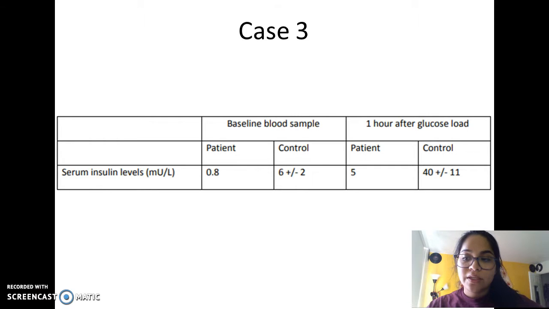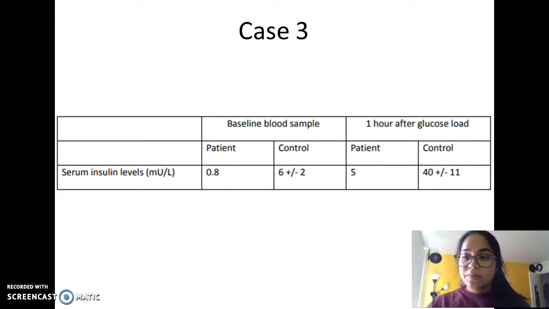Blood samples are taken for insulin measurements at time 0 and 1 hour after a glucose loading test. The results of this test are illustrated in the table below. There are 3 things I'm going to be answering, and that is, what is this information likely to suggest about the underlying biochemical basis for the patient's symptoms? What would you predict the patient's fasted blood glucose levels to be given his current condition? And to list 2 regulatory enzymes that are likely to be active in this individual's current condition.